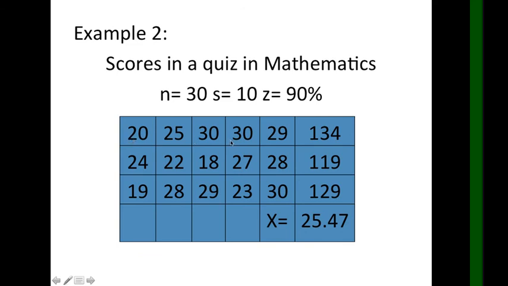Bali, by 2, by partner, maybe. Okay? So, we have 20, 25, 30, 30, 29. So, the total is 134. And then this is 119 and 129. In the first video that I uploaded, there is a lesson on estimation of parameters. So you can watch that video to learn how to compute for this one.